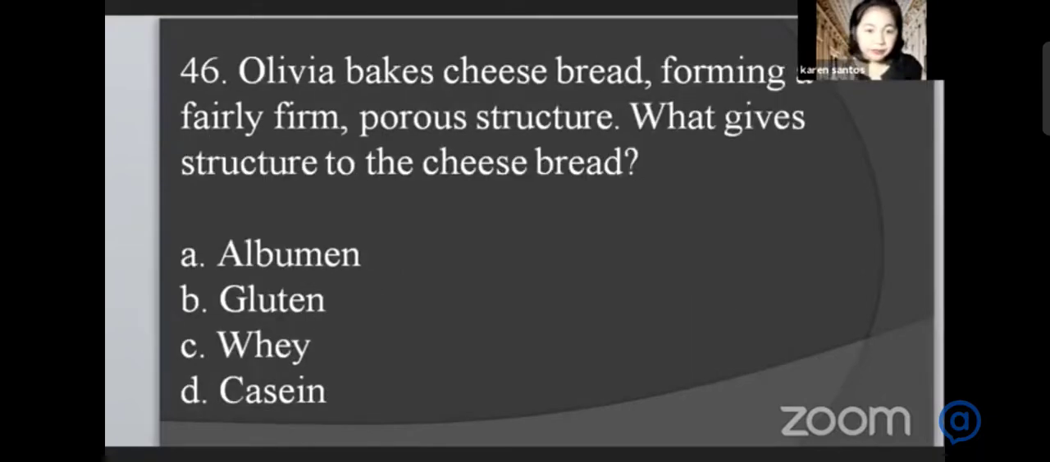Okay. So, next. So, Olivia bakes cheese bread, forming a fairly firm and porous structure. What gives structure to a cheese bread? A. Albumen. B. Gluten. C. Whey. D. Casein.